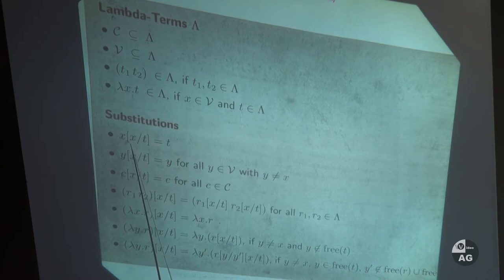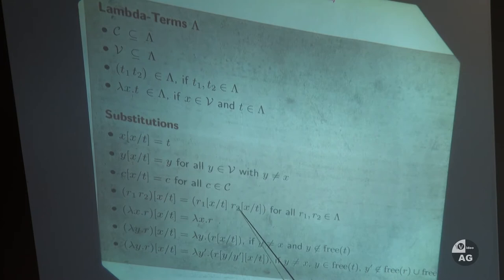So if I apply this substitution to the variable x, I get t. And if I apply it to a different variable, like y, nothing changes. I just stick with y. If I apply it to a constant, also nothing changes because, well, c doesn't contain any variables. If I apply it to an application, then the substitution is applied both to the first term in the application and to the second term in the application.